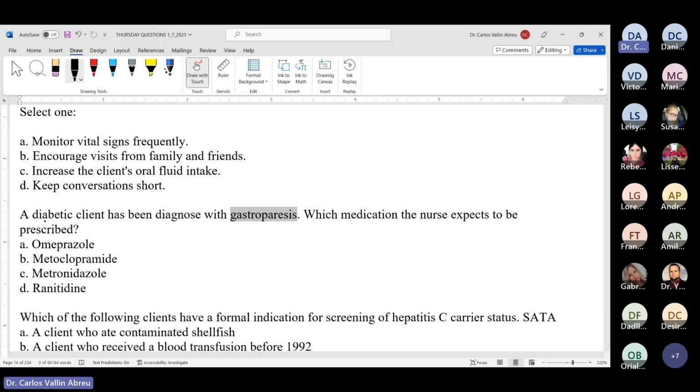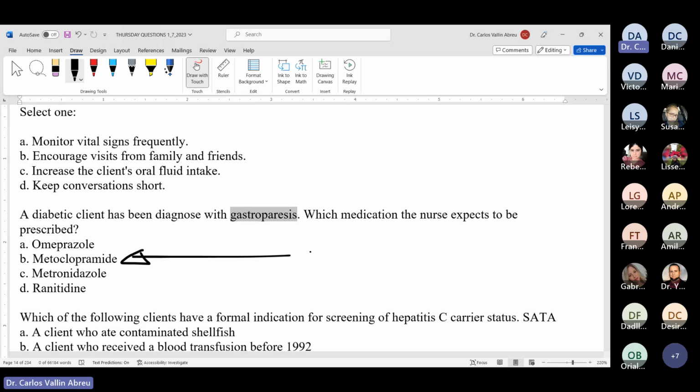Okay, a diabetic client has been diagnosed with gastroparesis. Which medication is not expected to be prescribed: omeprazole, metoclopramide, metronidazole, ranitidine? What is the answer? B as in boy. Metoclopramide is a prokinetic that is frequently used to empty the stomach. Metoclopramide also can be used for nausea in any of us, because if we promote gastric emptying, we are probably going to experience relief of our nausea.